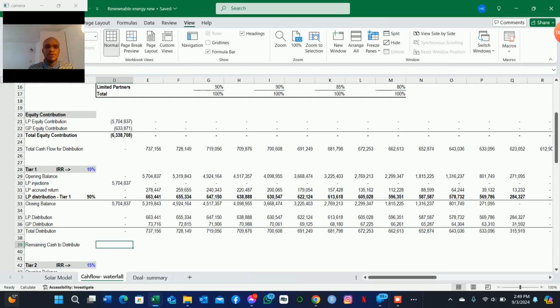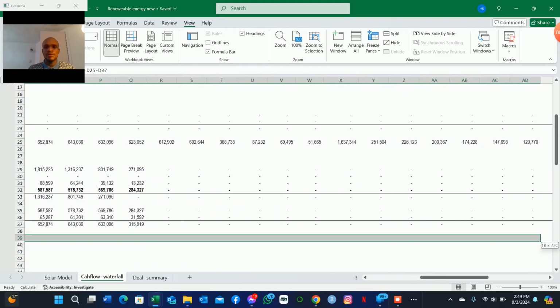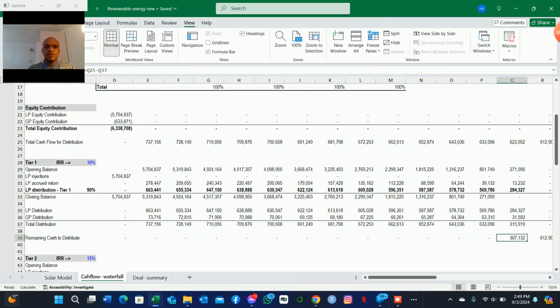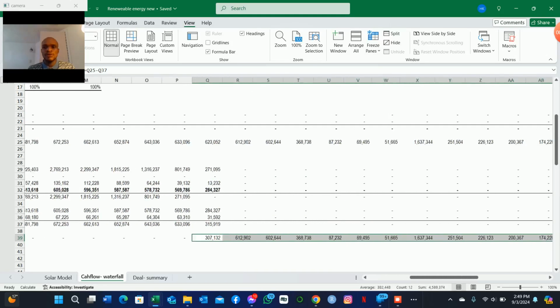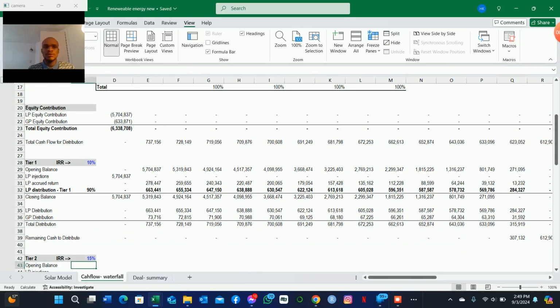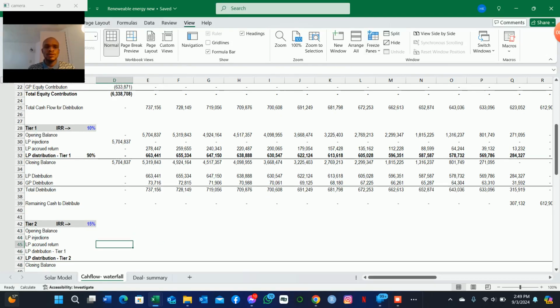So now to calculate the amount remaining to be distributed, it's just going to be equal to whatever the total cash flow we had at the beginning of this distribution to tier 1, and then we deduct the total distribution that was made at a time. We can take this all the way to the right and fill it with Ctrl R. As you can see, this is the total amount that will be available to distribute in tier 2. So we are now ready to determine the distributions to the limited partners in this tier 2.